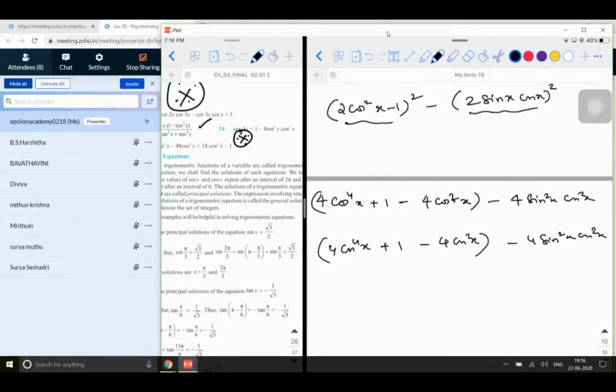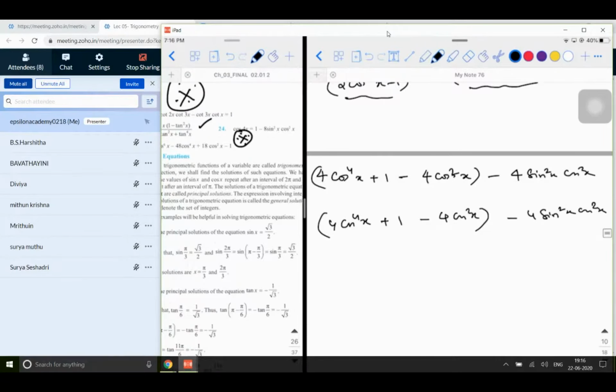You think of different combinations, no? This chapter will help you to think better. So I have 1 in my hand. I have 1 here, right? Should I write this 1 as sin square x plus cos square x and then proceed, like what I did in the previous problem?